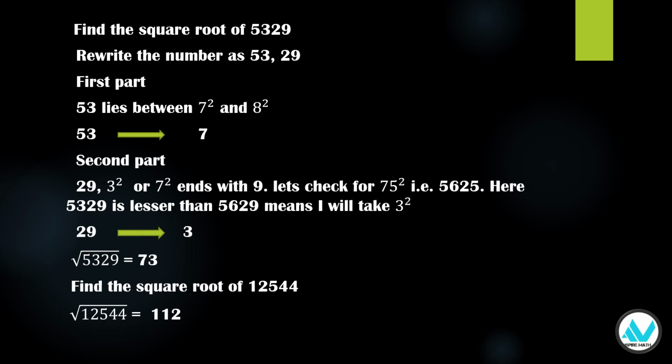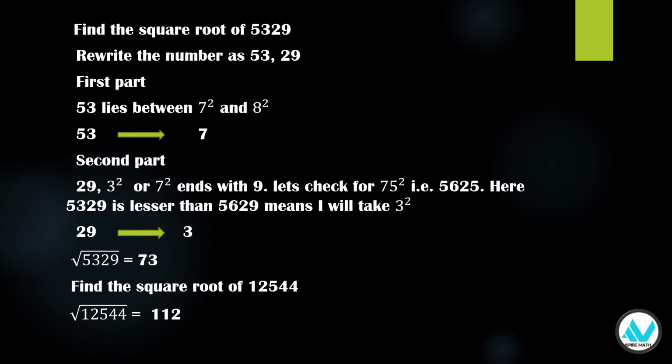Now for the second part 29, it ends with 9. Either 3 square or 7 square ends with 9. Now as I told you previously, we are going to have 5 as the base and already I know that the first part contains 7. So let me find the 75 square. I taught you how to find 75 square. Now what is the consecutive number of 7? It's going to be 8. So 7 8s are 56 and 5 5s are 25.